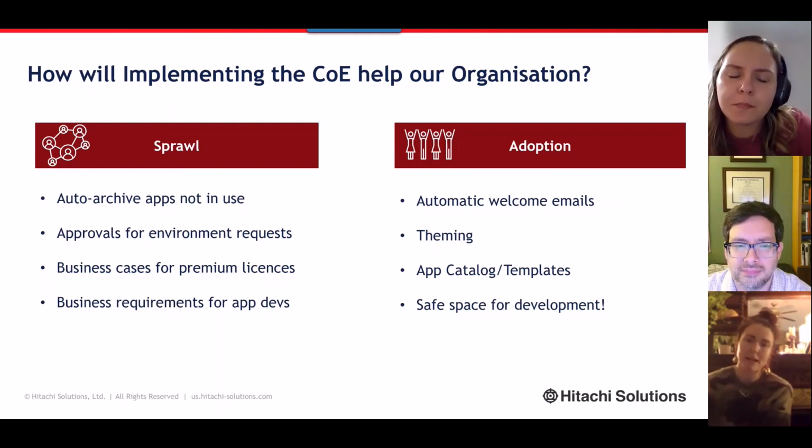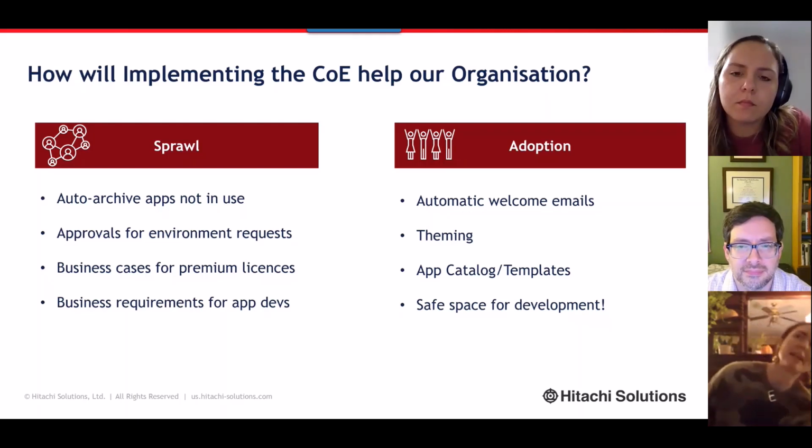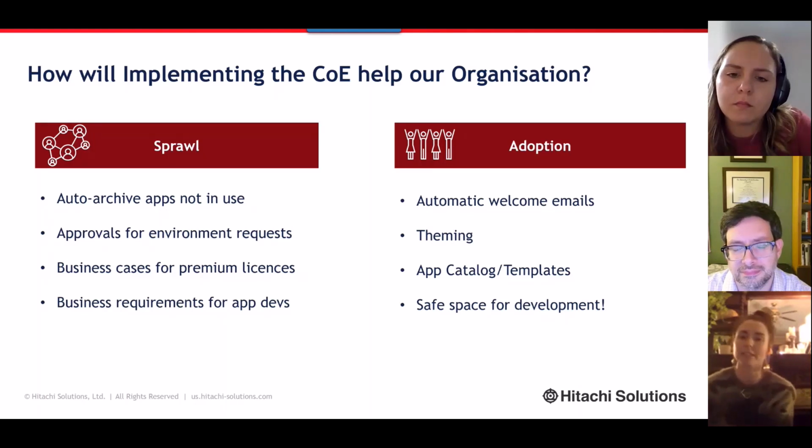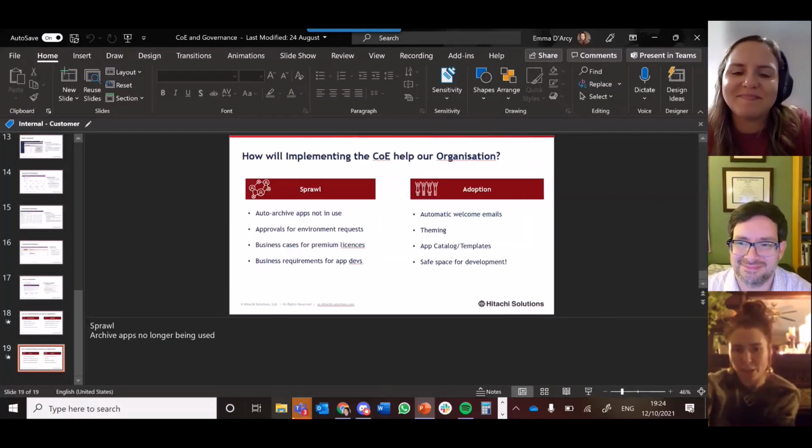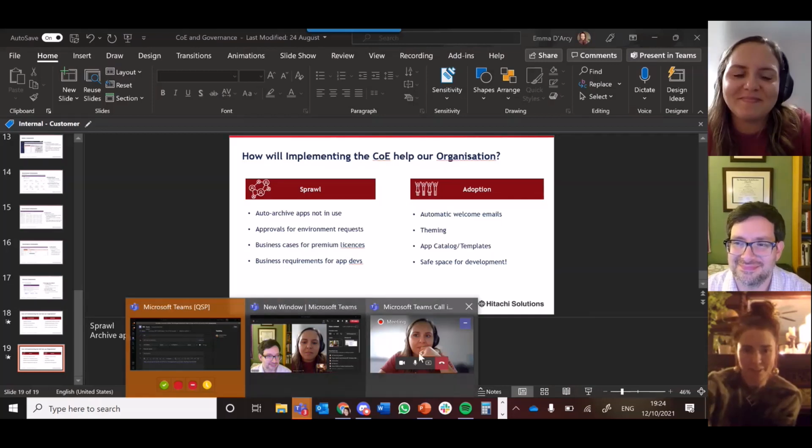And finally, adoption as well. As we mentioned, app catalogs and templates are something that we can do. And ensuring that you just have a safe space for development really helps ensure adoption. Allow people to grow and create and see what they can do. And that is my entire presentation. And hopefully I didn't go over time, I'm not sure.